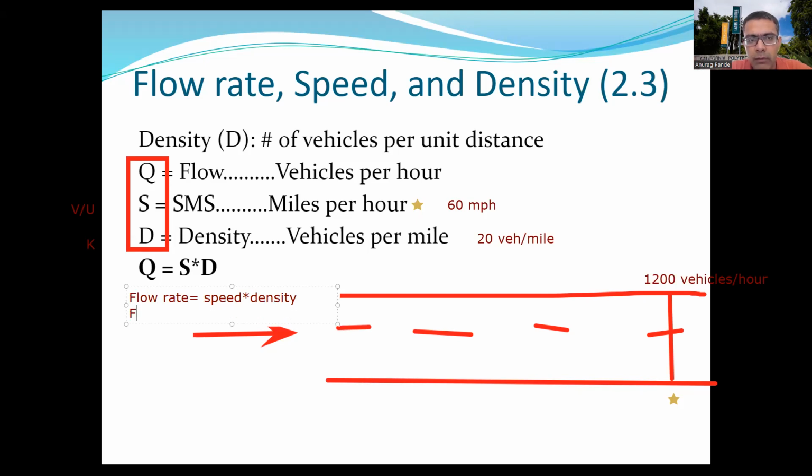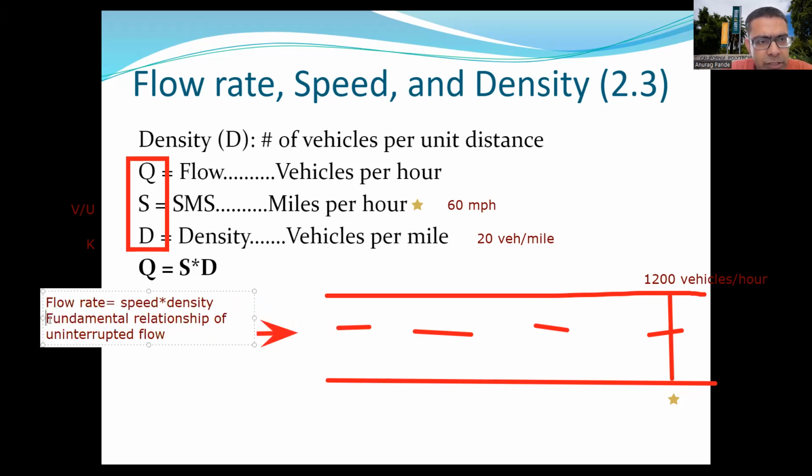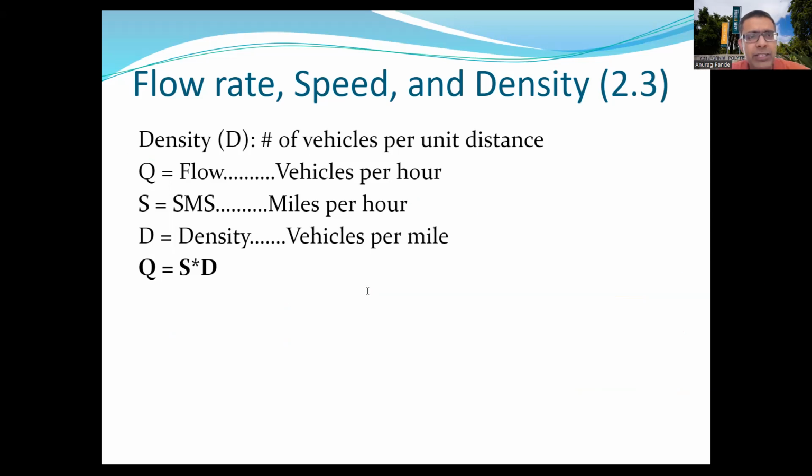And this is what we call the fundamental relationship of uninterrupted flow. Q is equal to S times D. Now, there could be a relationship between speed and density, between speed and flow, and between flow and density as well. But this is the fundamental relationship that would always be valid: flow equal to speed times density.